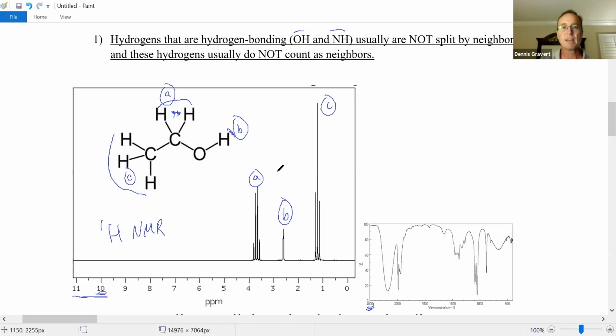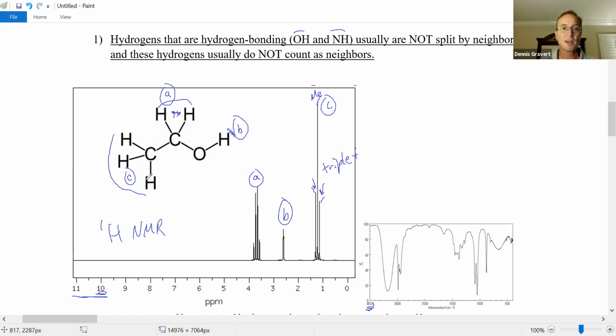Peak C, what is its splitting pattern? Well, I count 1, 2, 3 peaks. This is a triplet. This has been split into a triplet. So how many neighbors do the hydrogens that made peak C have? Remember that little catchy phrase, this is me and my neighbors. There's 3 peaks altogether, but if you call one of them me, the other 2 are the neighbors. Yeah, the hydrogens of peak C have 2 neighbors.